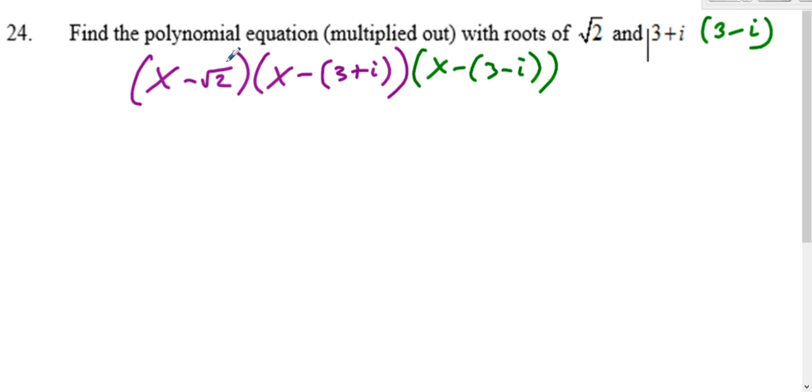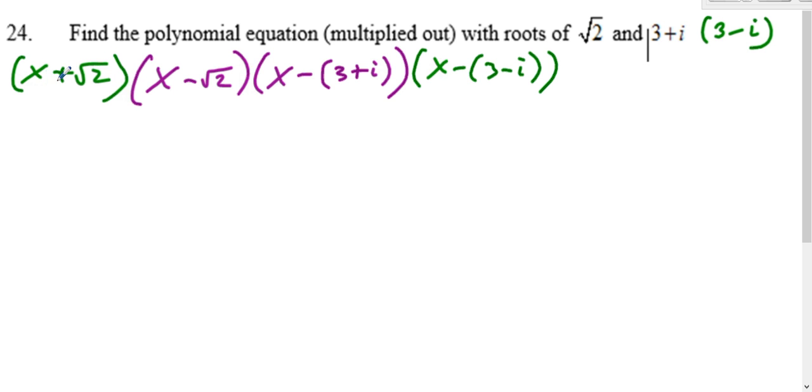Same thing with the square root term. Since it's x minus square root of 2, it's also x plus square root of 2. x minus square root of 2, x plus square root of 2. They also happen with their conjugate pair. So we've got 4 roots that we need to multiply out.